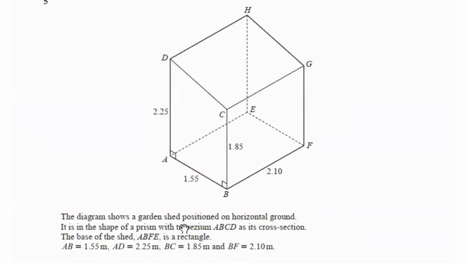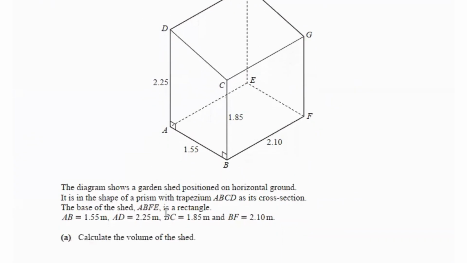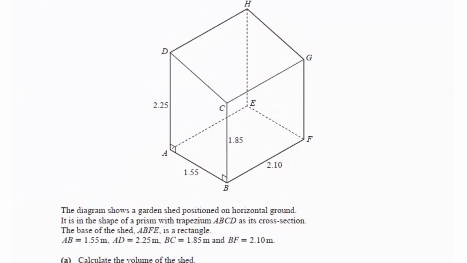Question 5 says the diagram shows a garden shed positioned on horizontal ground. It is in the shape of a prism with trapezium ABCD as its cross section. The base of the shed, ABFE, is a rectangle. AB is 1.55, AD is 2.25, BC is 1.85, and BF is 2.10 m. Calculate the volume of the shed.